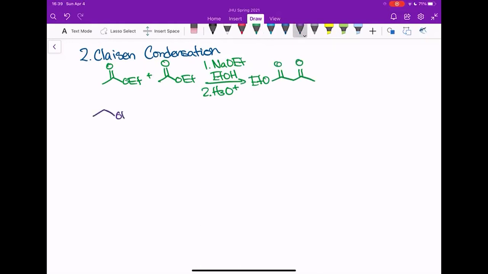So same starting mechanism as usual. We'll go ahead and deprotonate that alpha position, and then attack the other equivalent. When I attack this equivalent, I'm going to go ahead and kick off my leaving group as well.